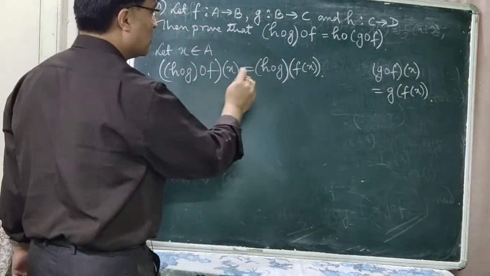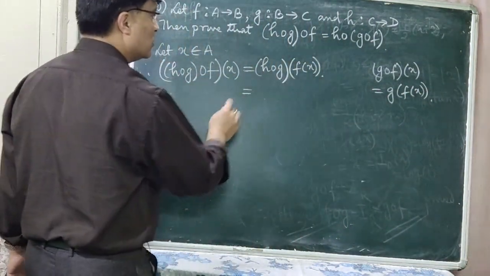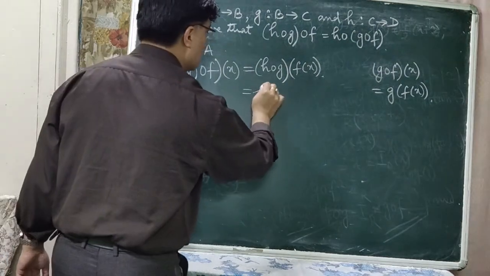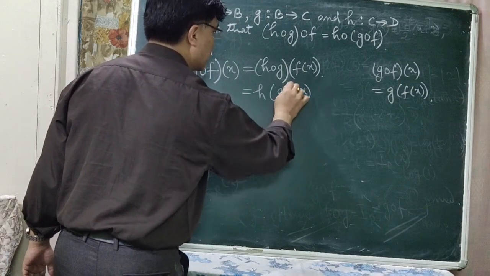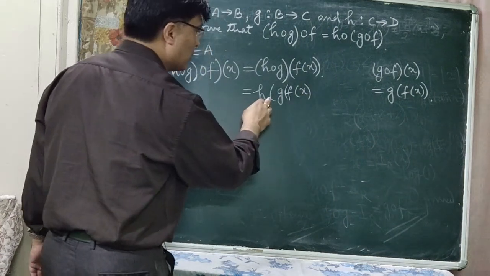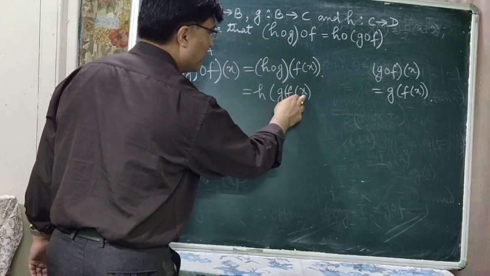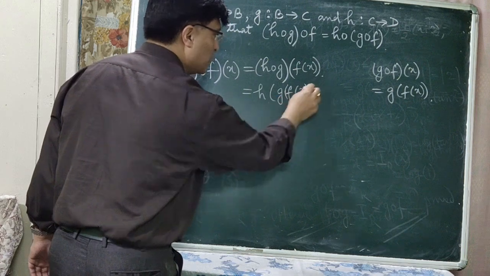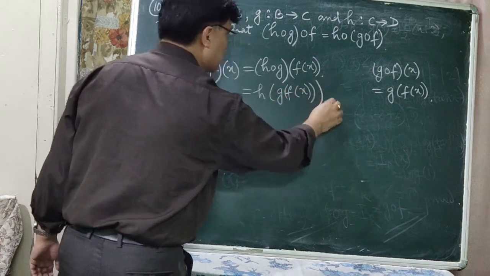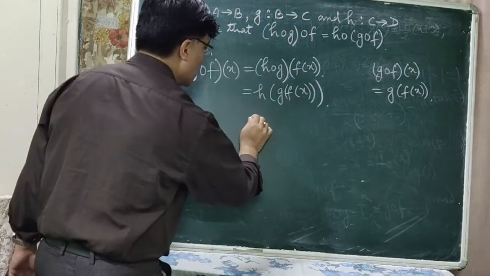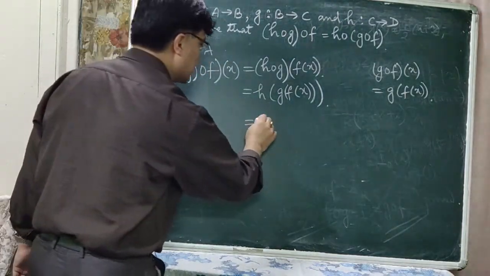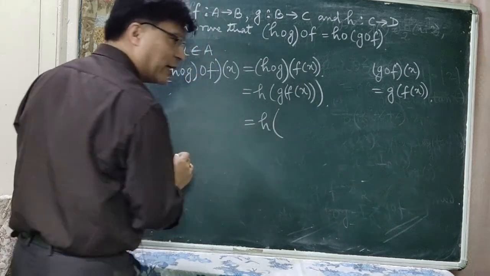Is that clear? So you can write here, which is equal to h of g of f of x. h of within bracket g of f of x. This bracket is opened, this bracket is closed, again this bracket is closed. I think you have understood it. Okay. So which is equal to, now again it can be written as h within bracket.